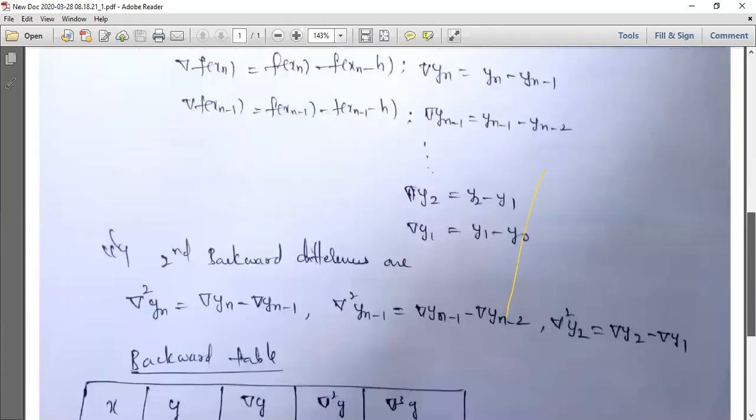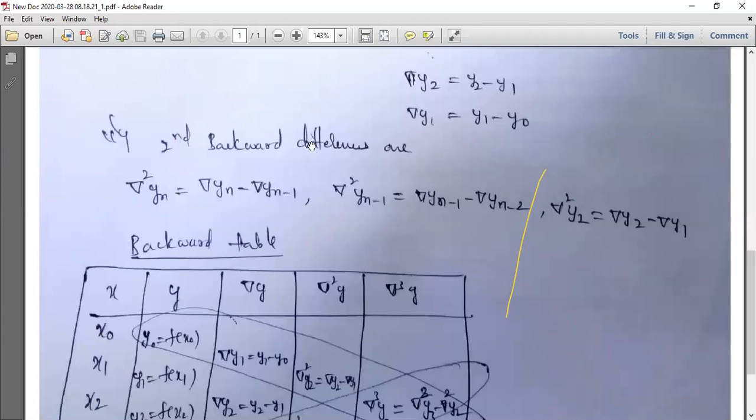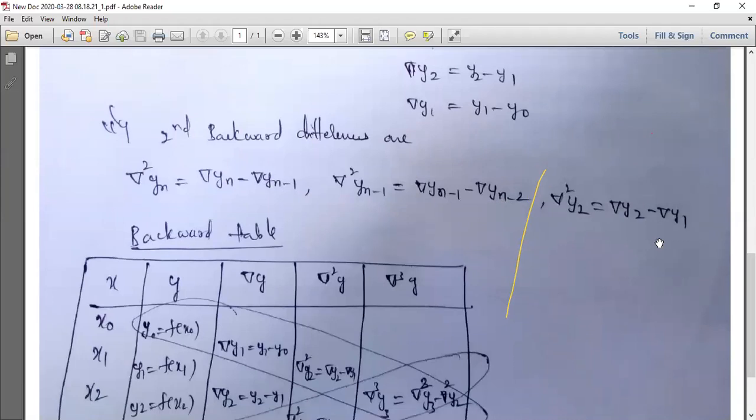So from this point, I'm going to represent the second order backward difference formulas. That can represent the square term. Nabla square yn is equal to nabla yn minus nabla yn minus 1. Nabla square of yn minus 1 is equal to nabla yn minus 1 minus nabla yn minus 2. And similarly, nabla square of y2 is equal to nabla y2 minus nabla y1.